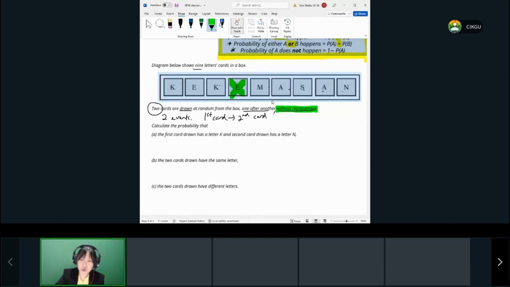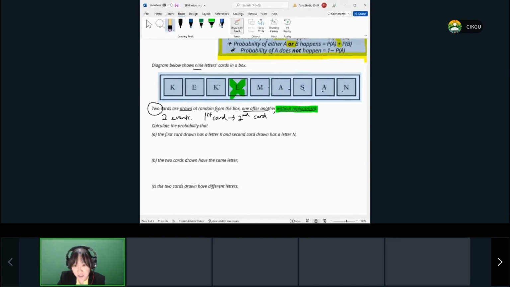That means when you draw the first card out, the cards in the box will be left with only 8 cards. So out of the remaining 8 cards, you pick the second card. That is what it means by without replacement. So this one is very important because it's going to directly affect our answer. Okay, come, let's do this together.